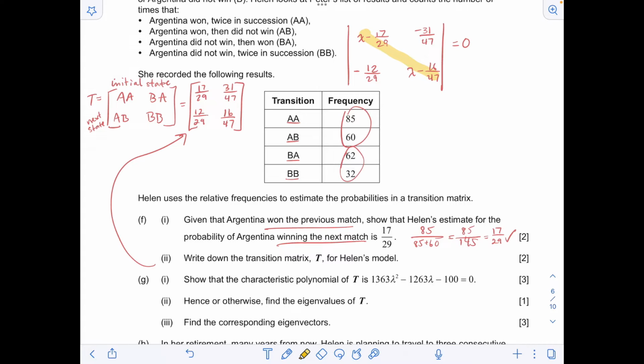But to find the determinant of this, we take that product minus that product, which gives us lambda minus 17 over 29 times lambda minus 16 over 47 minus negative 31 over 29 times negative 12 over 47. No, I did that backwards. Negative 31 over 47 times negative 12 over 29. All that's equal to 0. Here we can see that the two negatives cancel out. So we do have minus.